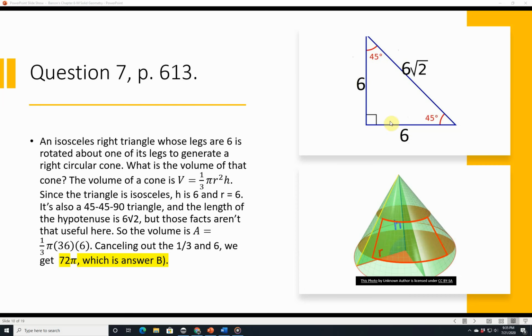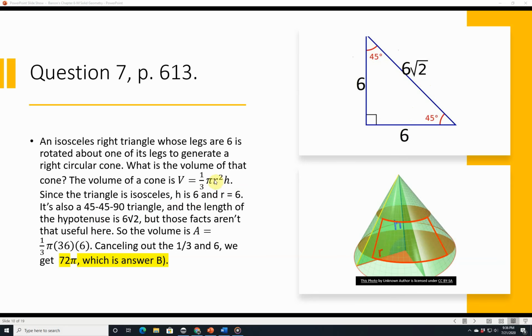So this is rotated around one of its legs to generate a right circular cone. So you end up with something that looks like this thingy down here. And they want to know what's the volume of the cone. Well, we know the volume of a cone is V equals 1/3 pi r squared h. Alright, so we know that this is h. And since the triangle is isosceles, that means this is 6, and this is 6 root 2. So we just know that the radius is equal to 6.